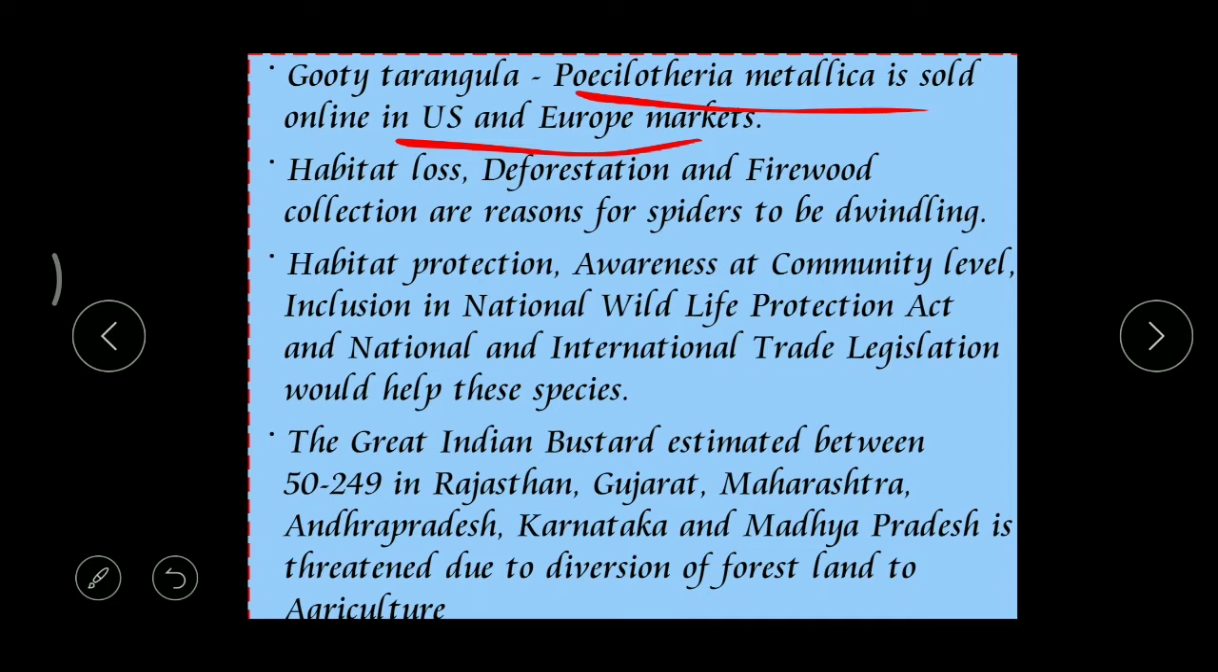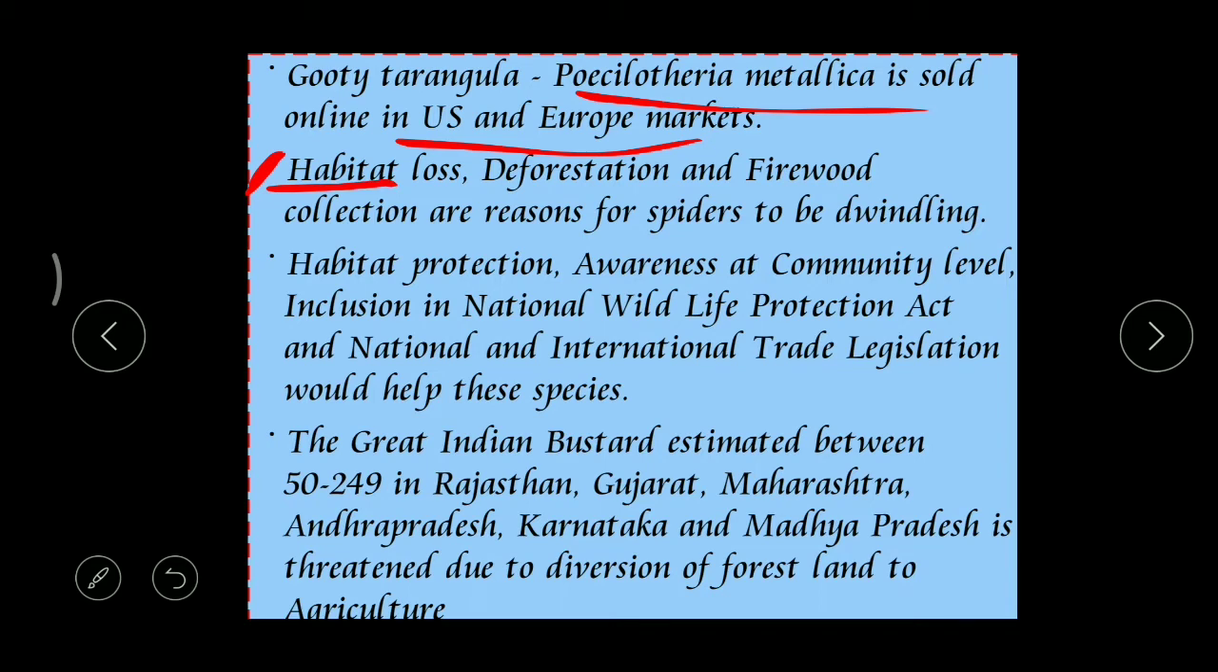So most of the people purchase and use that spider for different purposes, right? And what is the main reason why this species is reducing in its number? These are the reasons. What are they? What is the first one? Habitat loss. What is meant by habitat?